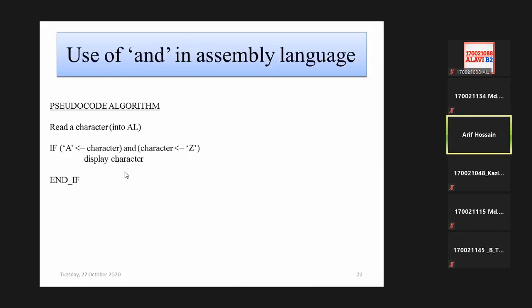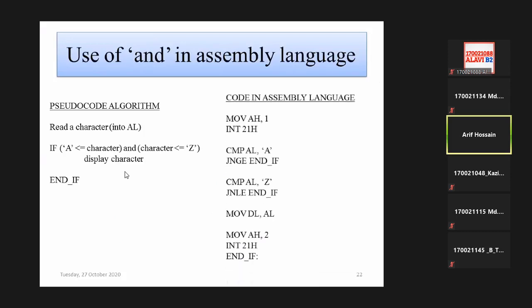Similarly, you can go for AND also in assembly language. Like if the content in AL is a capital letter, then it will display, otherwise it will not. Simple.